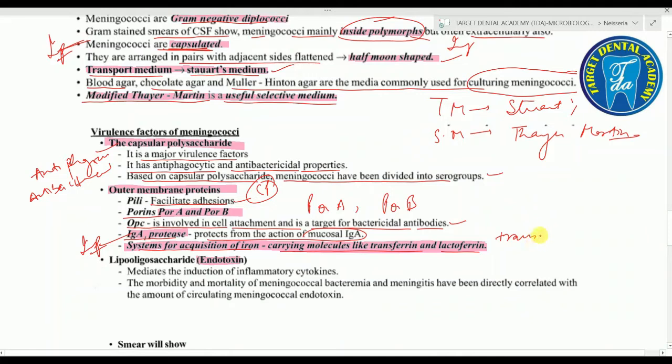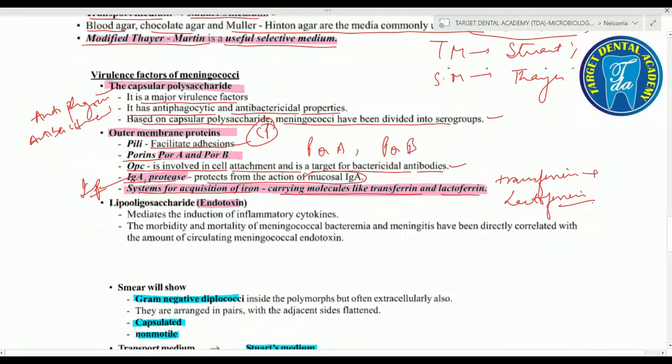It carries the molecules of transferrin and lactoferrin. Fine. Now after this, the next virulence factor of the meningococci is the lipo-oligosaccharide, which is an endotoxin. So it mediates the induction of the inflammatory cytokines. The morbidity and the mortality of the meningococcal bacteremia and the meningitis directly correlate with the amount of the circulating meningococcal endotoxin.